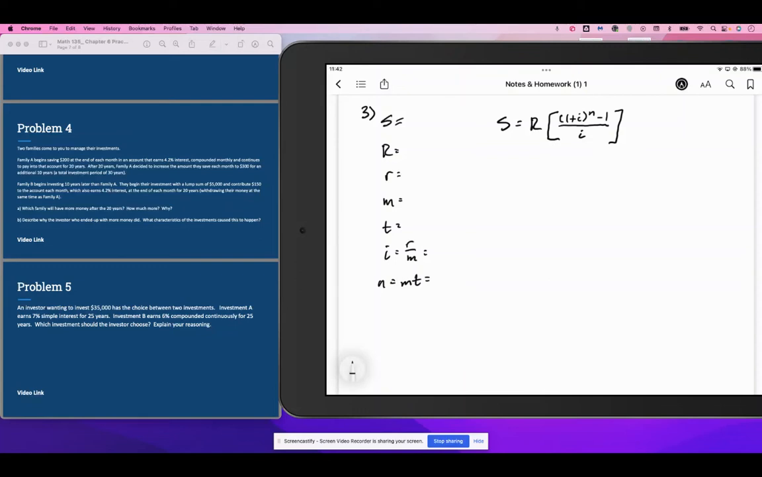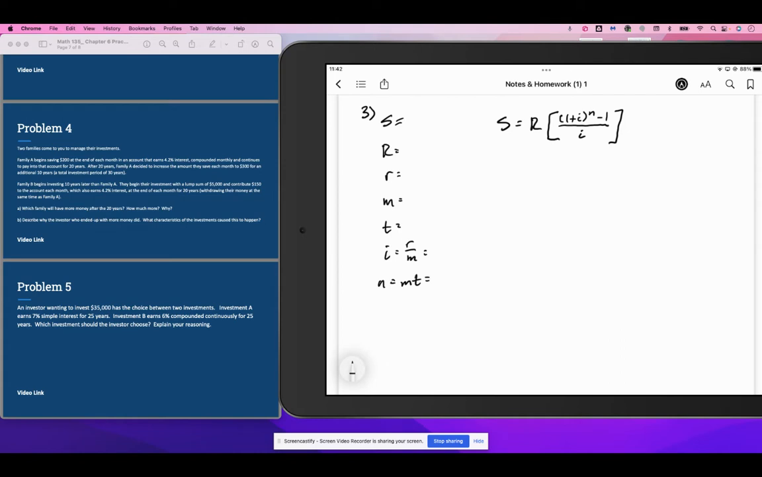So we've got two families that are coming to you to manage their investments. Family A begins saving $200 at the end of each month in an account that earns 4.2% interest compounded monthly and continues to pay into the account for 20 years. After 20 years, Family A decided to increase the amount they save each month to $300 for an additional 10 years, which is a total of 30 years of investing.